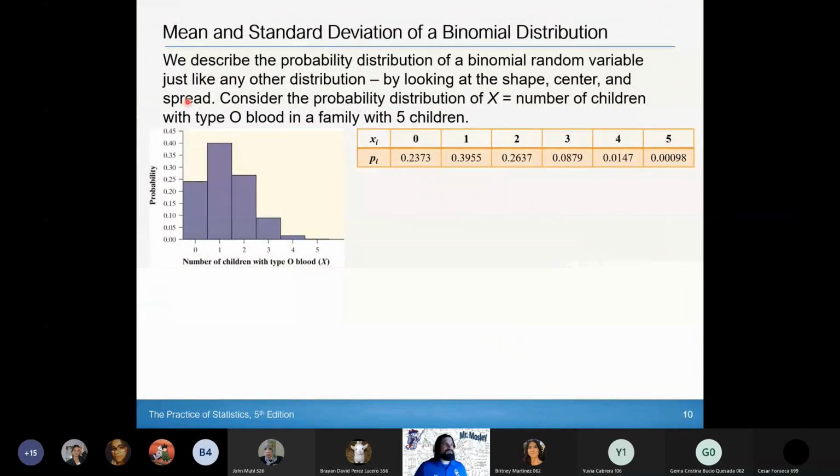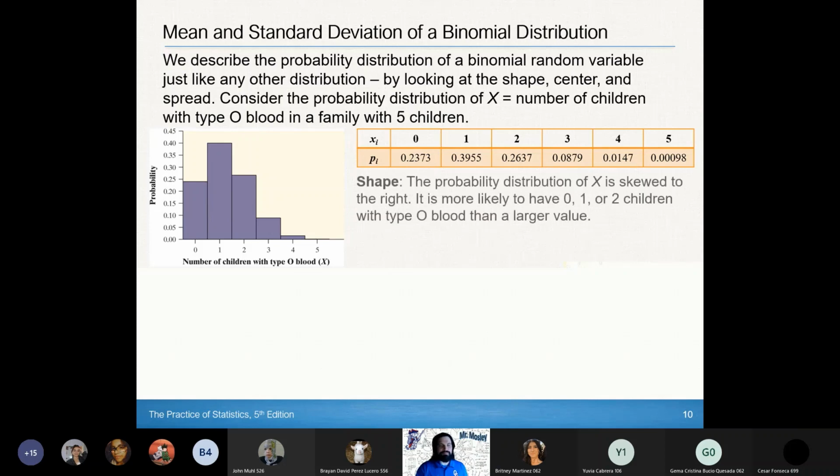We can also calculate mean and standard deviation of a binomial distribution. We can describe the probability distribution of a binomial random variable, just like any other distribution, looking at the shape, center, and spread. We'll consider the probability distribution of X equaling the number of children with blood type O in a family of 5 children. So we've got our histogram and we've got our table.